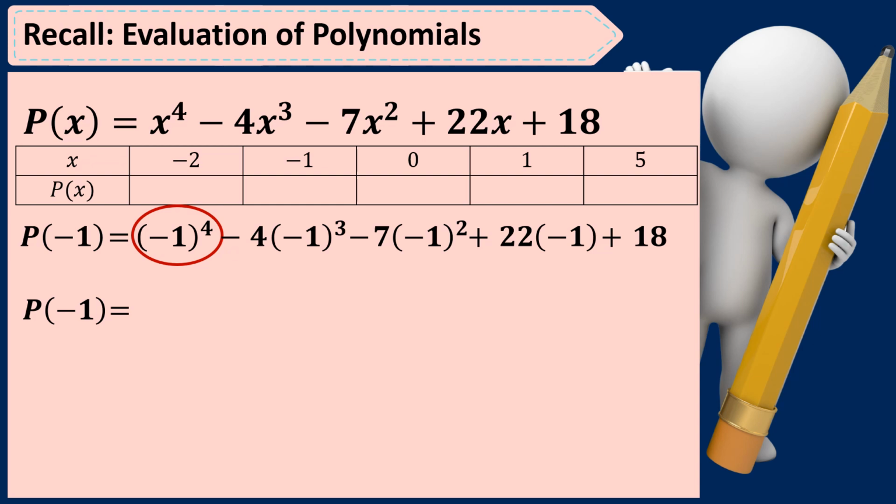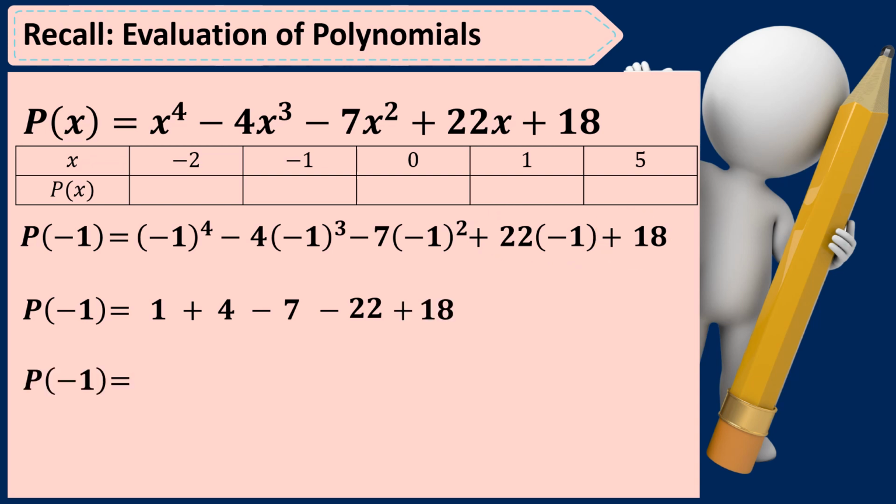Negative 1 raised to the power of 4 is equal to positive 1. Negative 4 times the cube of negative 1 is equal to positive 4. Negative 7 times the square of negative 1 is equal to negative 7. 22 times negative 1 is equal to negative 22. Then we copy plus 18.